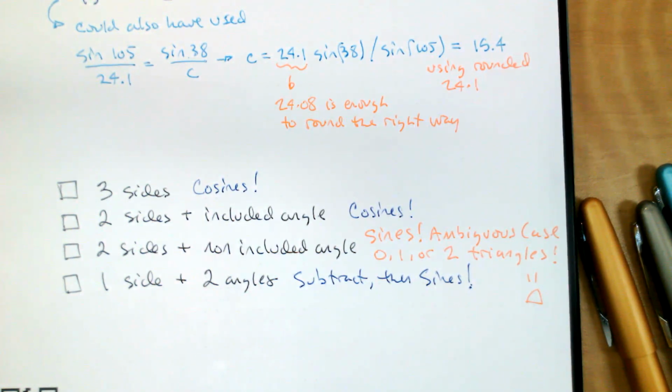The third example that we did today is 1 side and 2 angles. So if you've got 1 side and 2 angles, you're a subtraction away from 1 side and 3 angles, an abundance of information. So just subtract and then use the law of sines. The only other way I can give you 3 pieces of information is to tell you 3 angles.